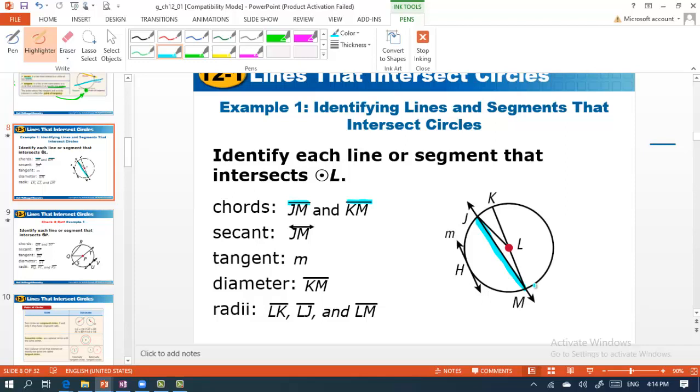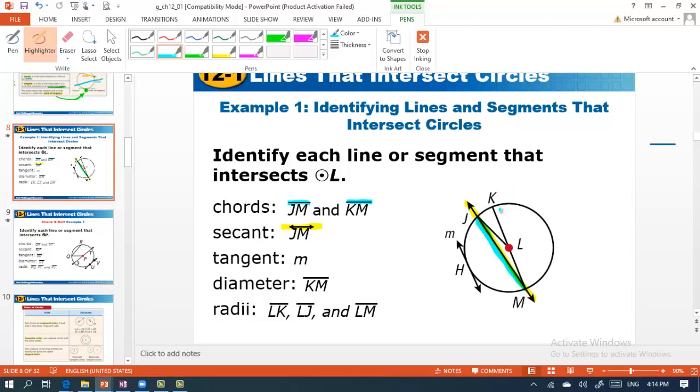Okay, what about KM? Because we can also have a secant, like you can see the secant here. JM uses the same letters, but here we have endless extension. So these parts, in addition to all of the line, the yellow line, is the secant. This is the difference between the chord and the secant.